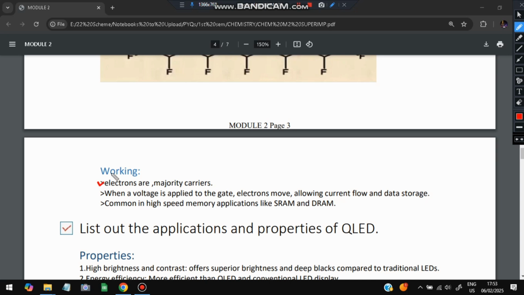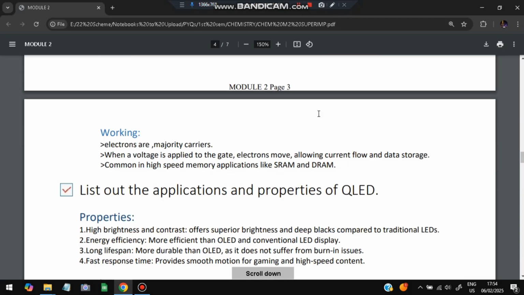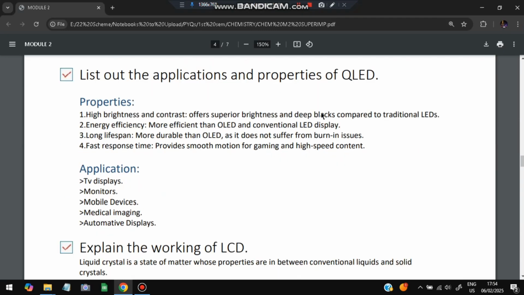Here the electrons are majority carriers because it is a negative N-type, and when voltage is applied to the gate, electrons move, allowing electricity to generate. It is common in high speed memory devices like SRAM and DRAM. This is more widely used, the N-type devices. Okay, moving on to the next.